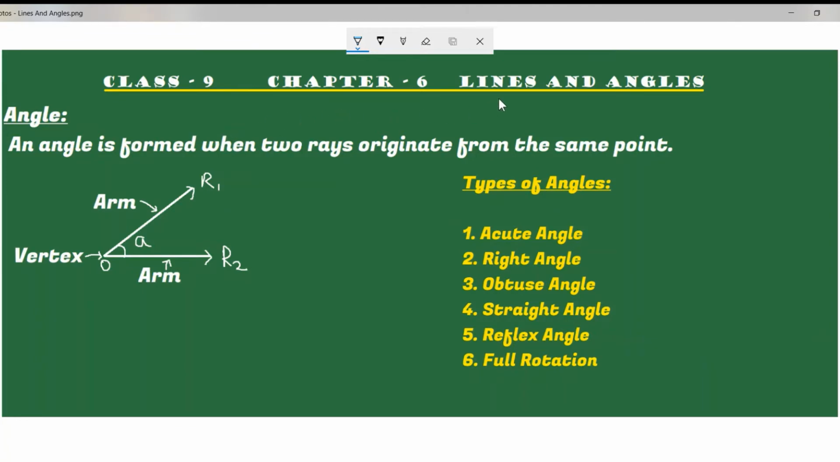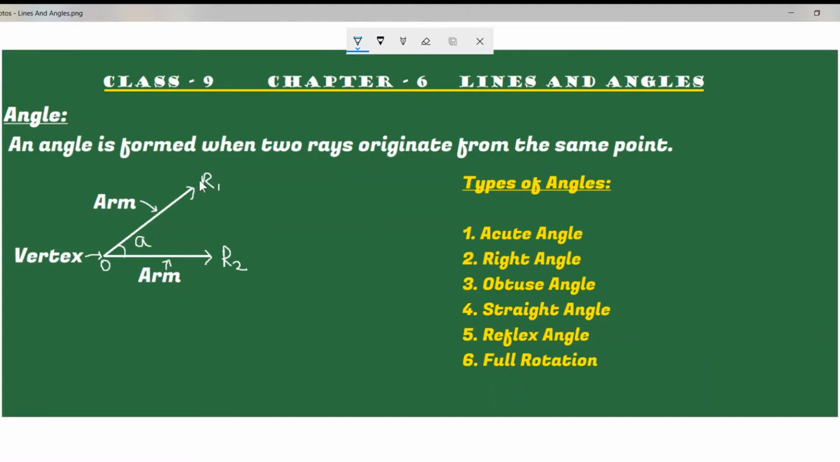This is the Introduction Class to Lines and Angles, Class 9, Chapter 6. Let's explain what an angle is and how angles are formed. An angle is formed when two rays originate from the same point. Let's explain this statement with this diagram.